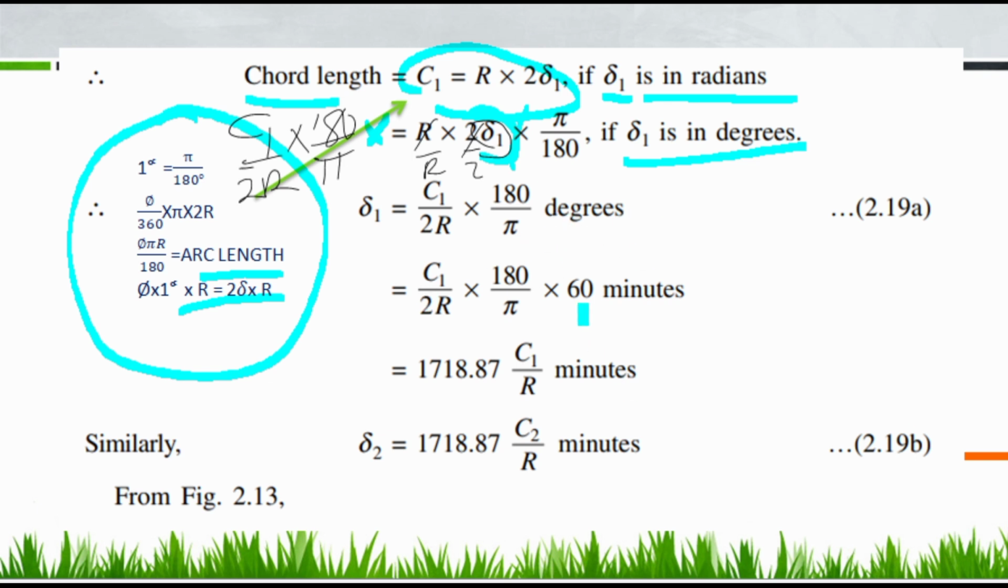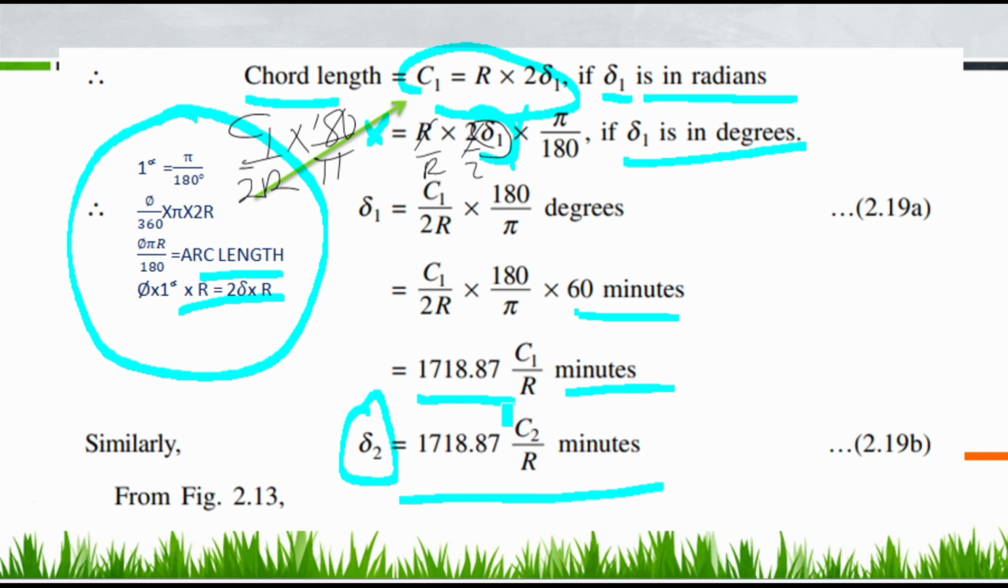And if that is in degrees, you remember it will be multiplied by 60 to get minutes. By use of a calculator, you can multiply all the values found here, and by multiplying all those values we have 1718.87 C1 over R minutes. The same will be done for the other deflection angles; nothing much will change, only the chord length. This is the formula. People were asking me where I got this formula from.